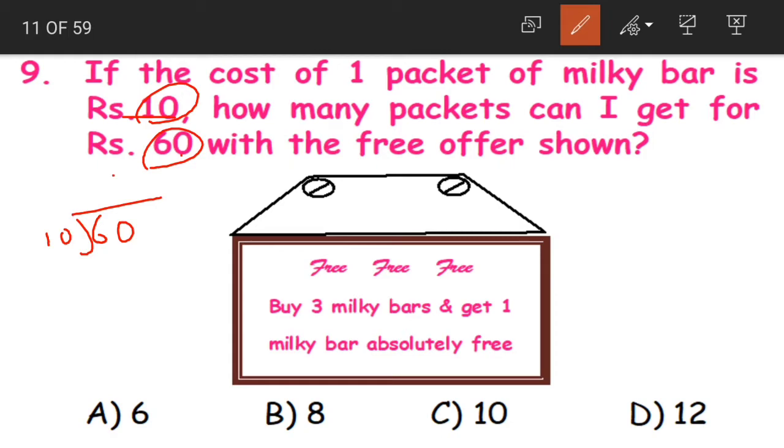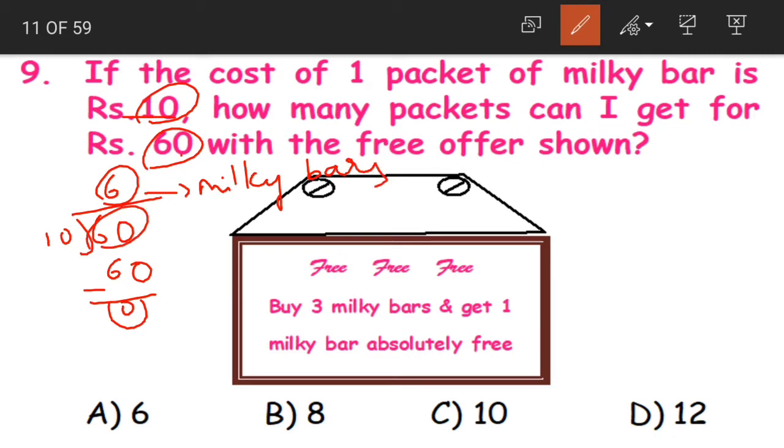So 60 divided by 10 is 6, because 10 sixes are 60. The remainder is 0. So we can buy 6 Milky Bars with 60 rupees when there is no offer. But here we are having an offer. If you buy 3 Milky Bars, we will get 1 free. For 3 Milky Bars, we will get 1 free.